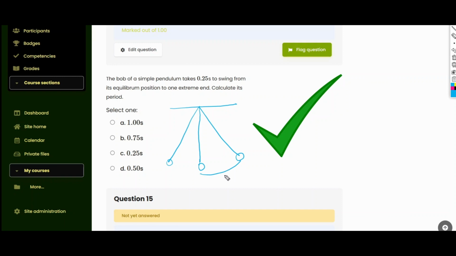So if it takes 0.25 seconds to swing from the rest position towards this place, it returns towards this direction, and when it gets to this direction, it returns back to the position of rest. So we are looking at four scenarios. From here to this point is the first scenario, then from here to here is the second scenario, and it's taking equal time. So if it takes 0.25 seconds, then we'll multiply it by 4, which is going to give us 1.00 seconds.